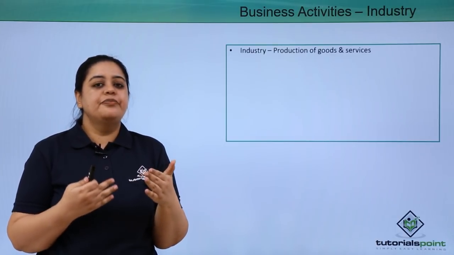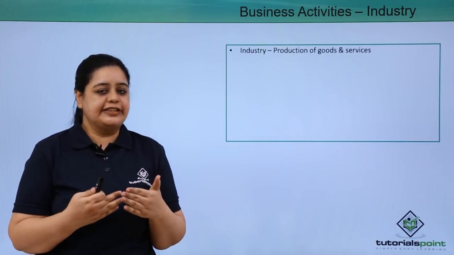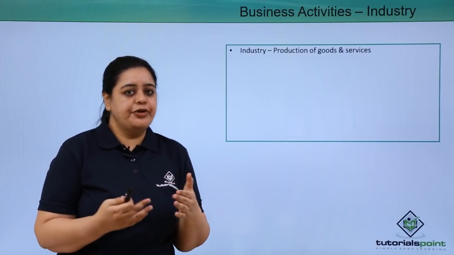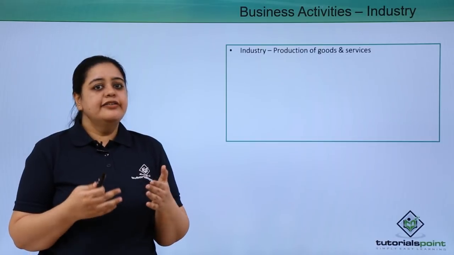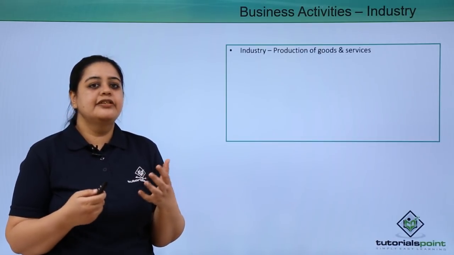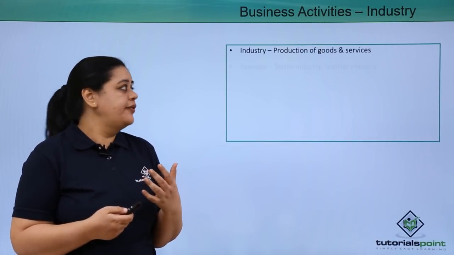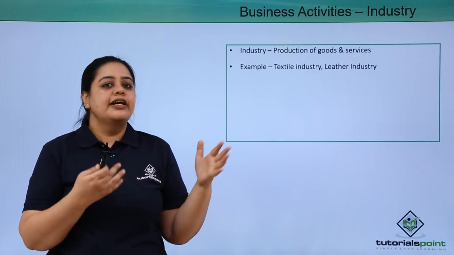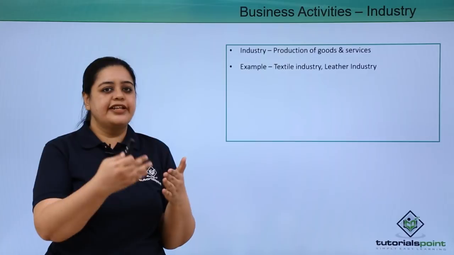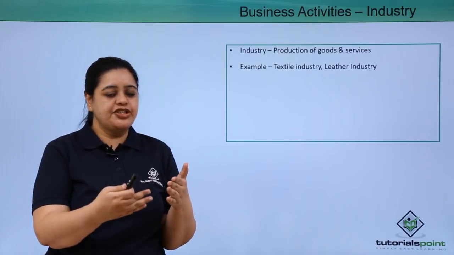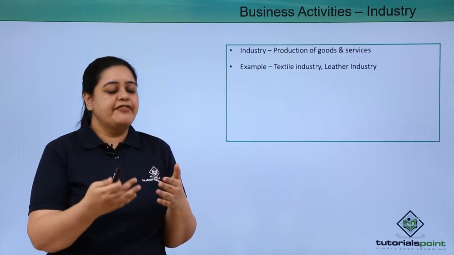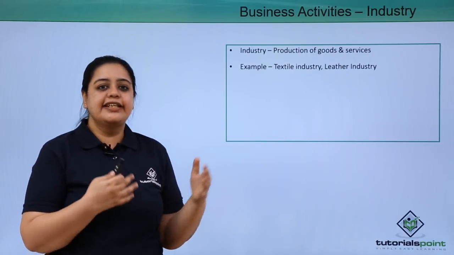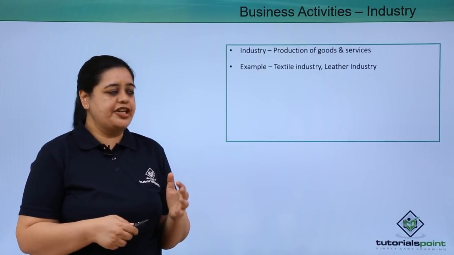Industry is all about producing goods or services. Any kind of goods or services which I am producing would come under industry. For example, leather manufacturing. Even the textile industry would come under industry, because it deals with manufacturing of goods, and it deals with manufacturing of leather, that is the reason it will come under industry.